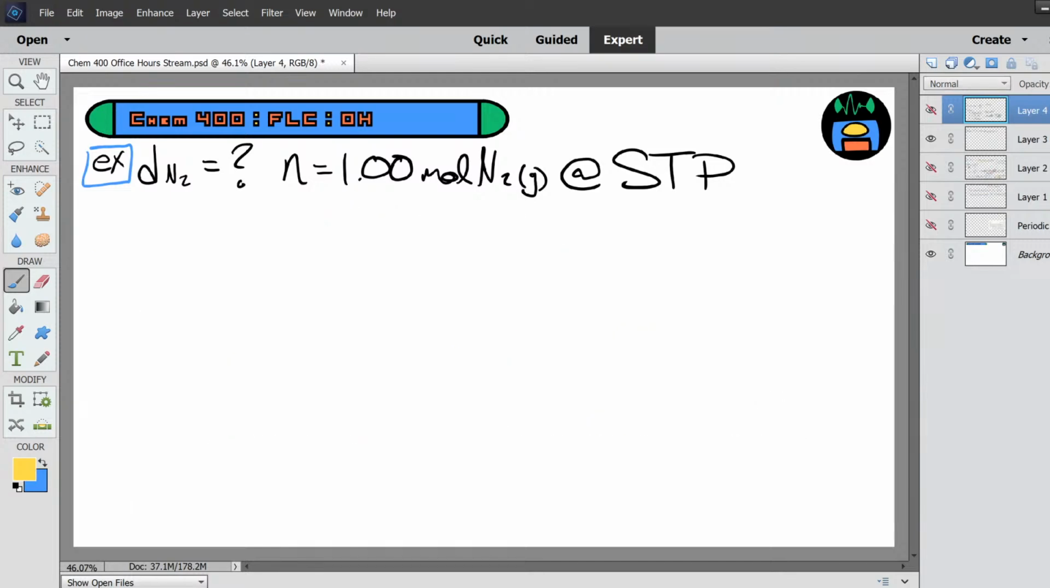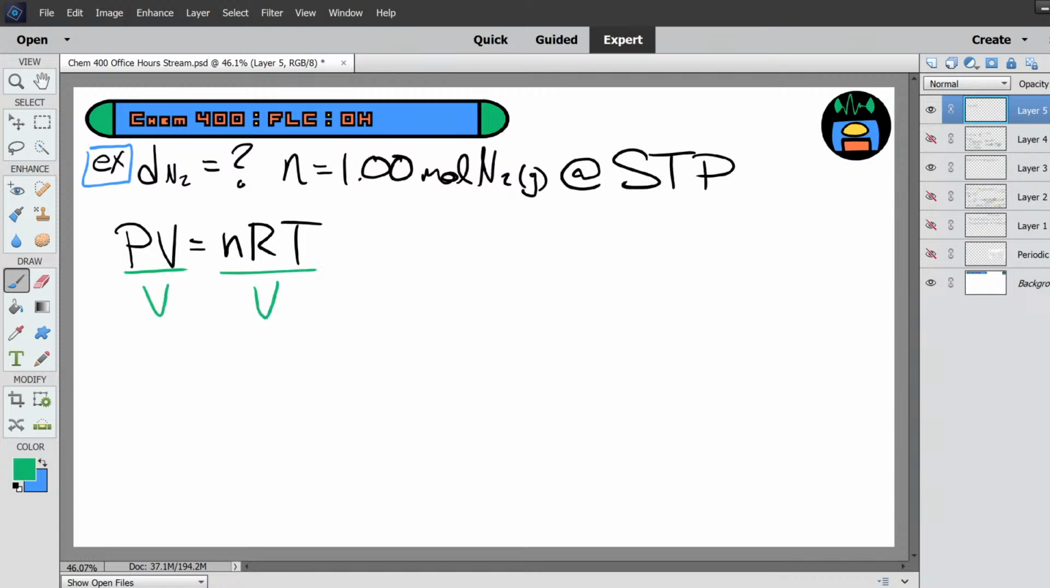Now we need to use the ideal gas law to find our volume. So we have PV equals nRT. We need to isolate volume on one side of this equation, so we're going to... What am I doing? We're not dividing by volume, we need to divide by pressure.